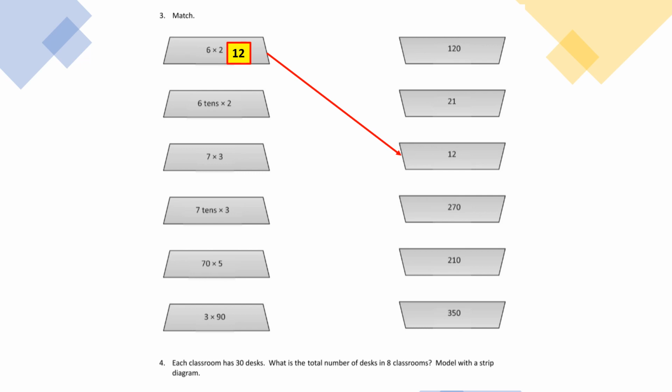We're just going to draw a line to it. If you have different colors, I would suggest use those just so that you can see where your lines are going. I like using different colors for matching.